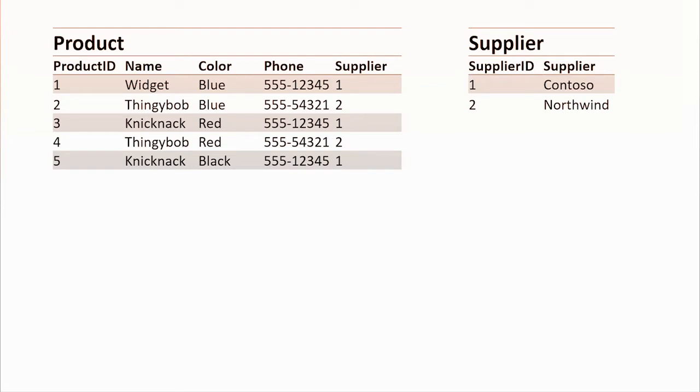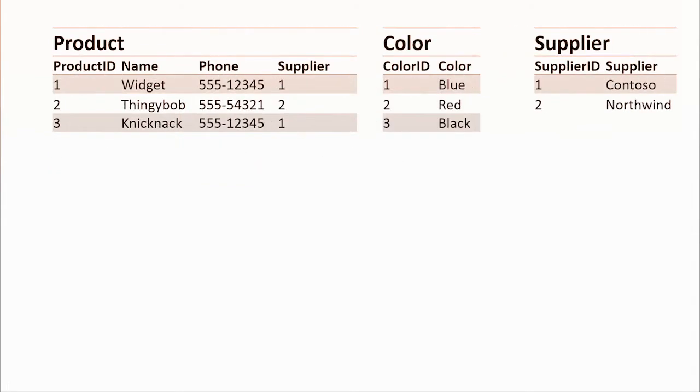And we could even do that with some of the other columns, couldn't we? We could do that with color. Yep, absolutely. We've got the same problem with color. So we can go ahead and we could do that. And again, we split that out. So we've now got our color table and we've got our product table.